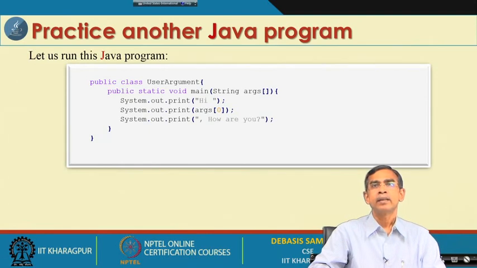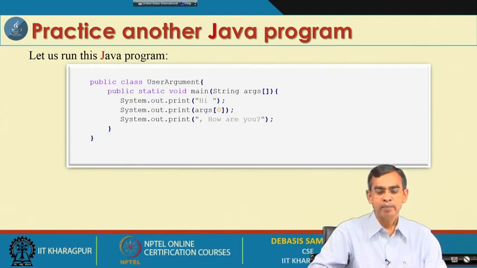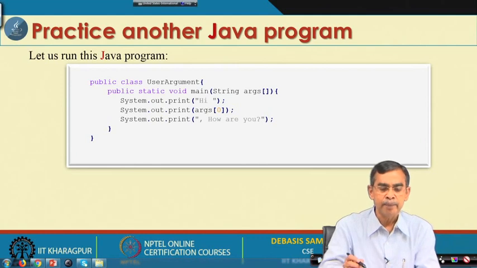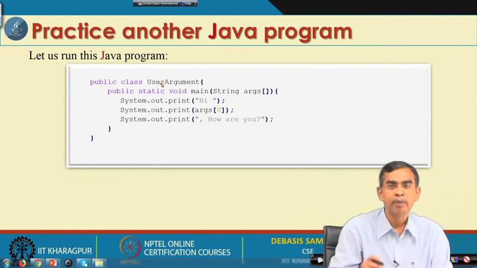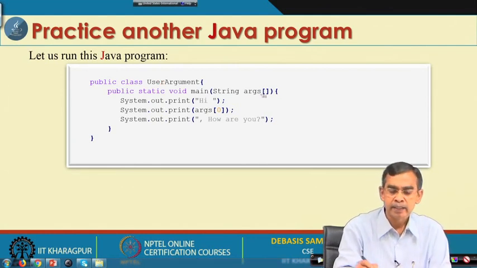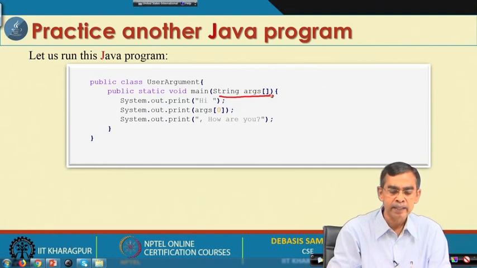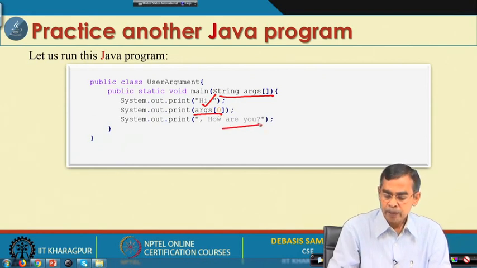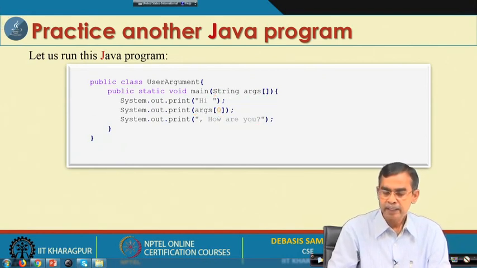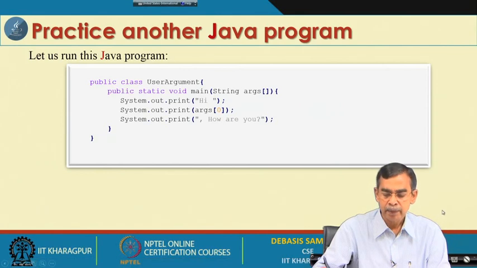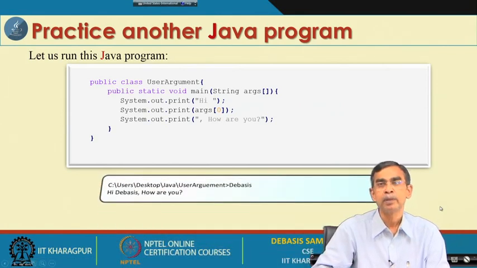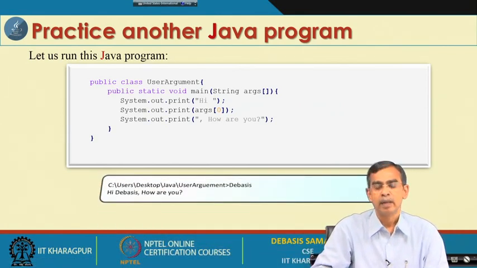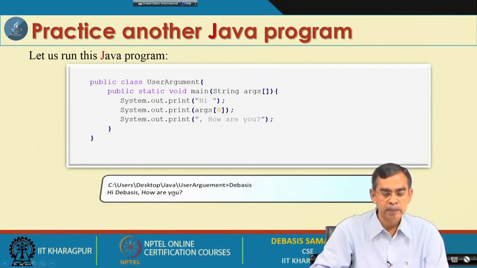Now, let us see how we can practice another simple program. You can understand it very quickly. Here is another command line input example, and this is the same thing as we had earlier. It will print the message from this print statement, it will print args[0] and this one. Now, if you run this program with different input, for example, say you run this program with the name user argument, then Devashish. So, it will just print: Hi Devashish, how are you.